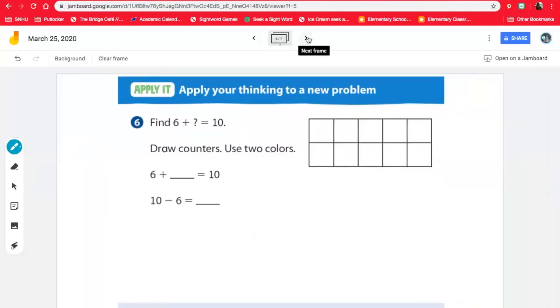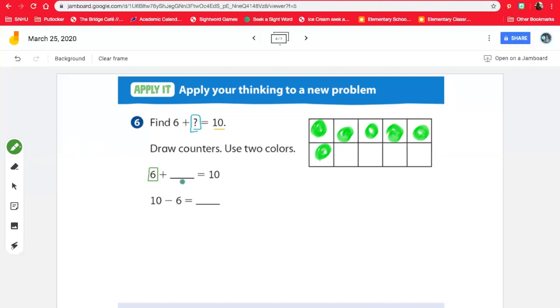Oh, another one that we have to draw counters for. It says, find 6 plus blank equals 10. So we want to figure out what the blank is, what the question mark is. Draw counters. Use 2 colors. I know that the total is going to be 10. I think I'm going to make my first set of counters green. So I'm going to make my first set of 6 green. Count with me. 1, 2, 3, 4, 5, 6.